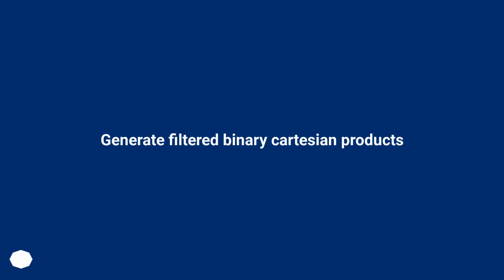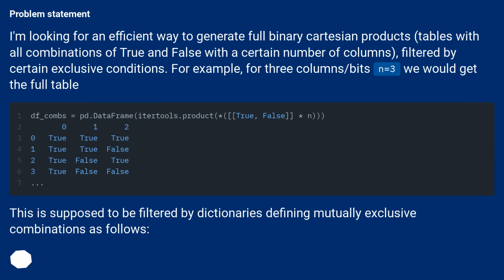Generate filtered binary Cartesian products. Problem statement. I'm looking for an efficient way to generate full binary Cartesian products, tables with all combinations of true and false with a certain number of columns, filtered by certain exclusive conditions.